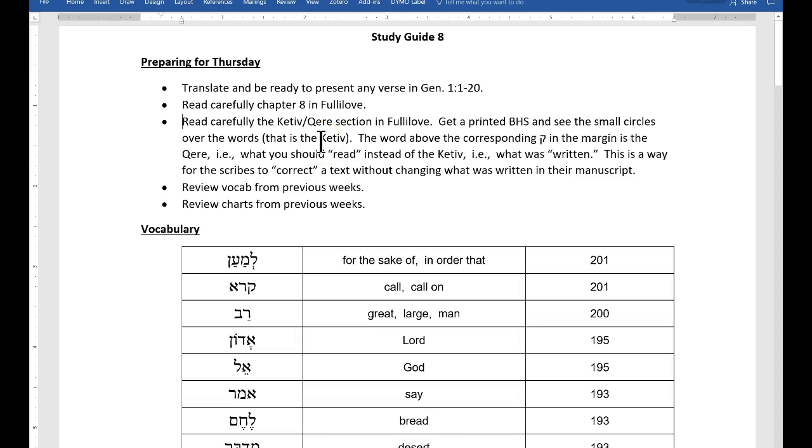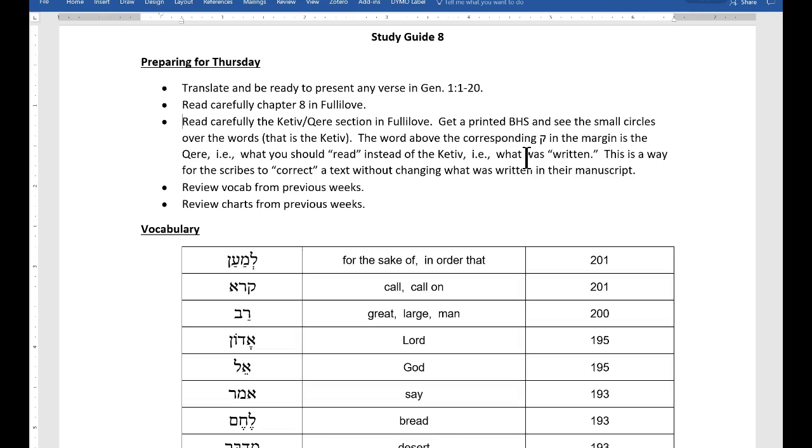So in the margin of BHS and over the text in BHS, there are markings. Over the word, it'll be a small circle. I've heard it called a circulus. And if you look over the circulus, in the margin will be a qof, and that stands for the Qere. So what the circulus marks is the Ketiv. That's what's written. But the scribes are telling you don't read out loud what's written. Rather, say this Qere. So Ketiv Qere. It's the start of a critical apparatus.